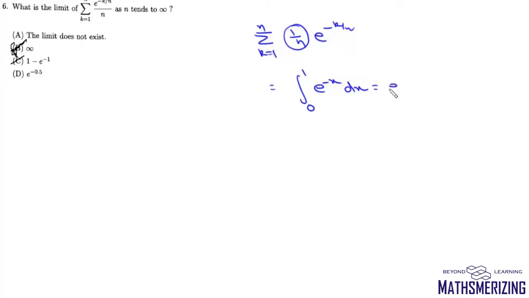So the value of this integral is minus e to the power x upon minus 1 from 0 to 1. So it'll be minus, and then e to the power minus 1 minus 1. So the answer to this question will be 1 minus e to the power minus 1, and that's your option number C.